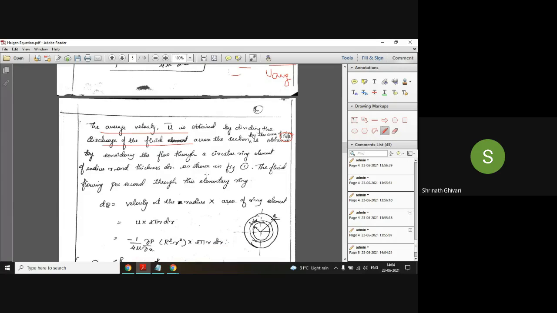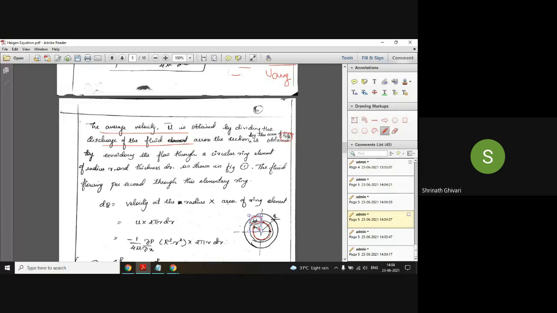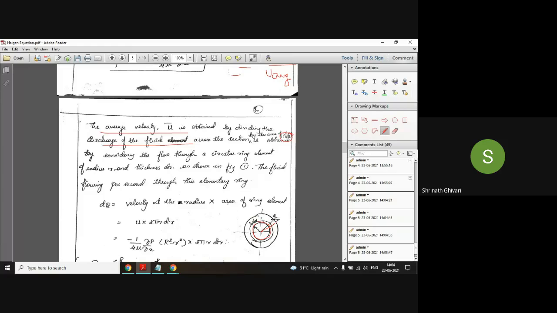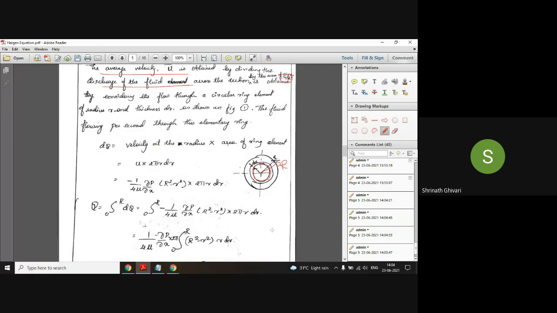So you are considering a circular ring element of radius r and thickness dr. This is the fluid element which we were discussing, of radius r, and it is having a thickness of dr. From the center, the radius is capital R. So if this is the pipe and there is a fluid element with some thickness, that thickness is small dr, then this radius is r. From the center, throughout the circular pipe, it is capital R.